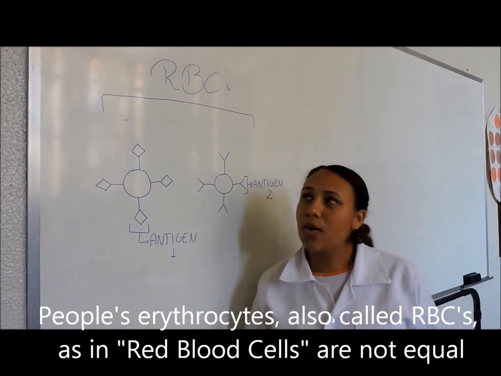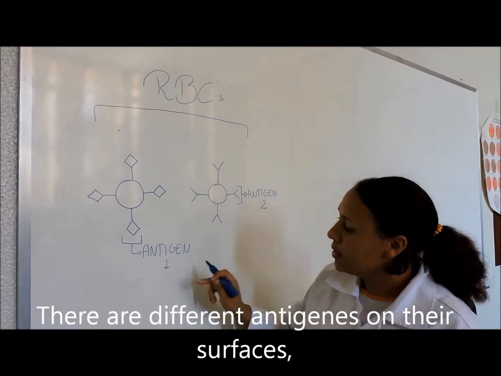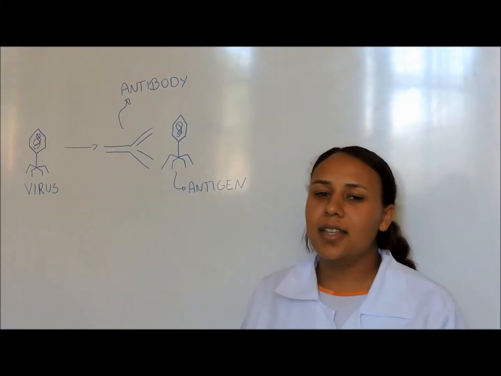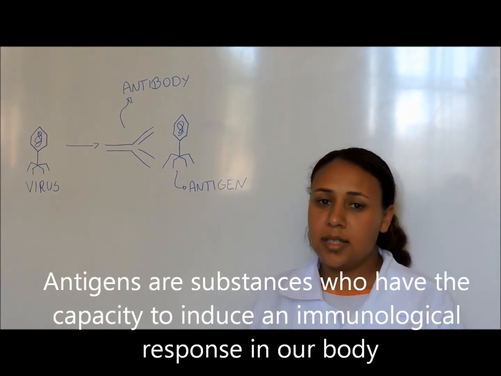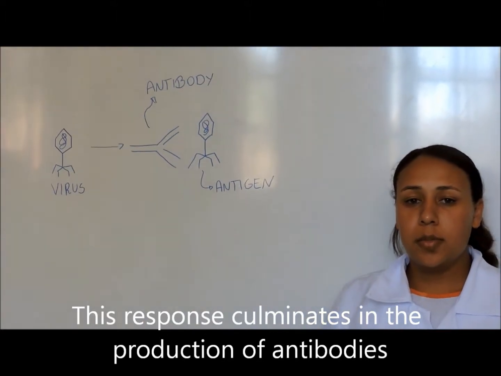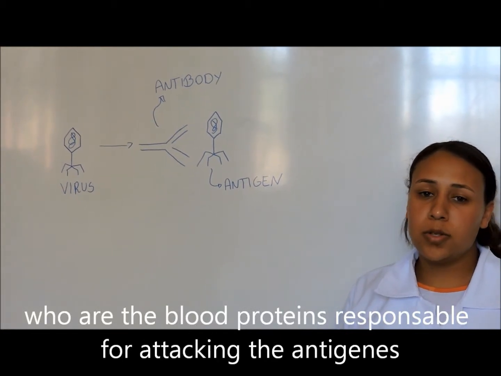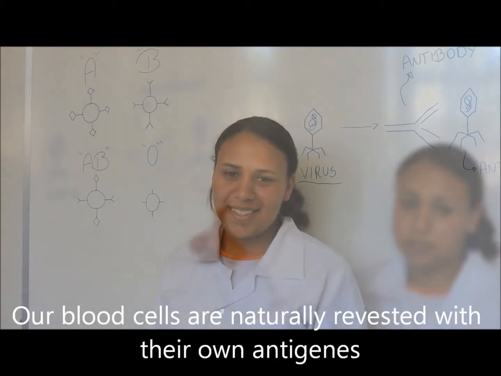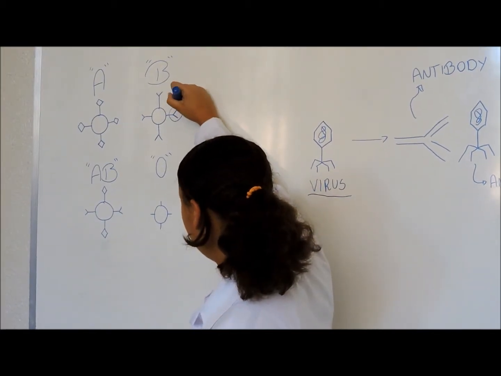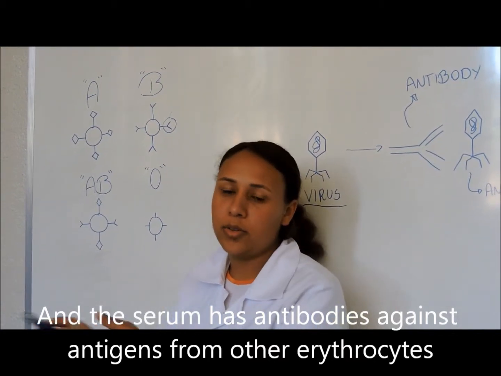People's erythrocytes, also called RBCs, as in red blood cells, are not equal. There are different antigens on their surfaces, which distinguish them from one another. Antigens are substances that have the capacity to induce an immunological response in our body. This response culminates in the production of antibodies, which are the blood proteins responsible for attacking the antigens. Our blood cells are naturally covered with their own antigens, and the serum has antibodies against antigens from other erythrocytes.